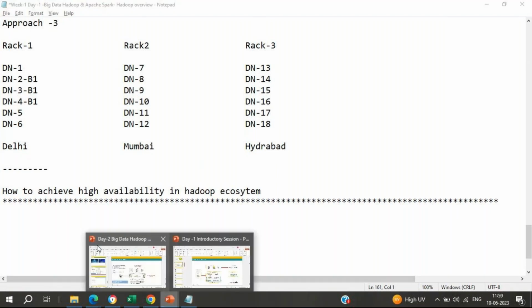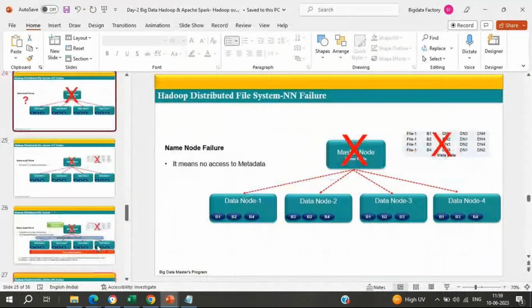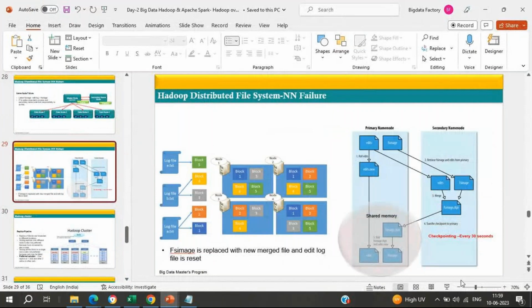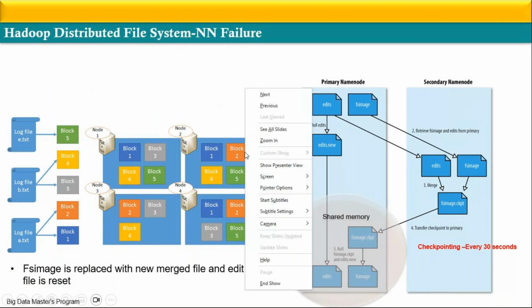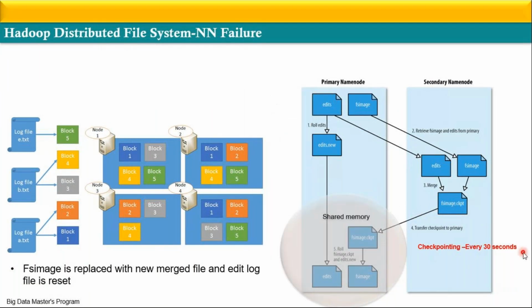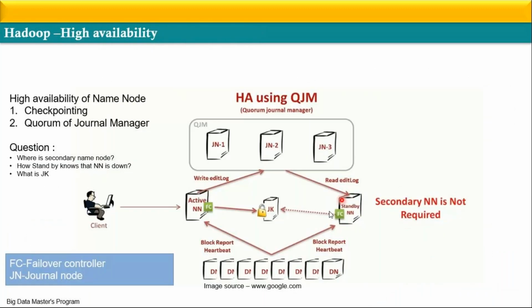And let me show you the diagram so that you will be able to recall. Tell me the technique name over here, which is utilized in order to have high availability. Just have a look and tell me. Which one is the technique name? FS image. That is the file. Okay, checkpointing. So one thing that is there inside the Hadoop ecosystem is checkpointing.